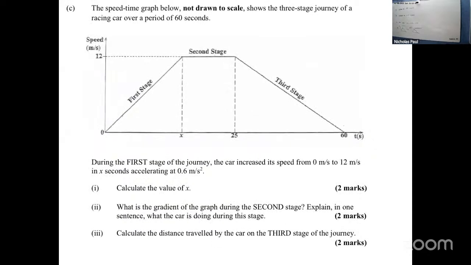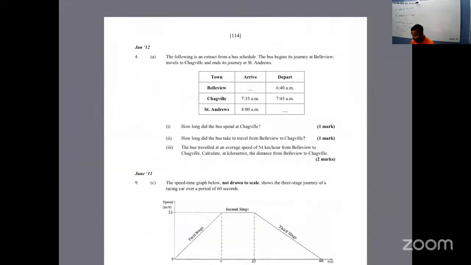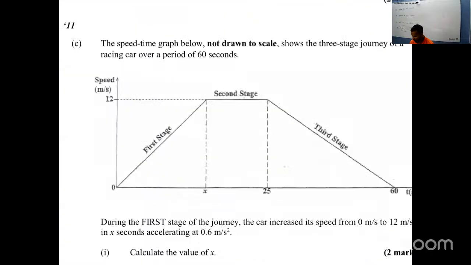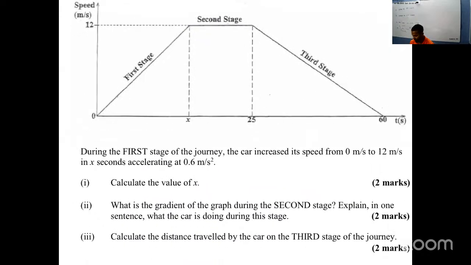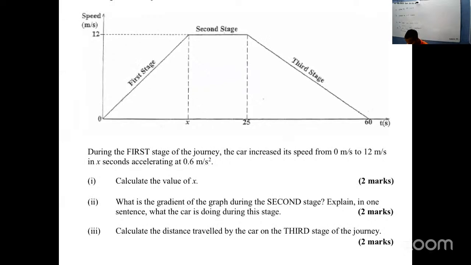All right, so let's take a look at this. Here's a speed time graph. Before we start working it out, you have to know the three important things on speed time graphs: gradient is acceleration, and area under the graph is distance traveled. Take a look at it in topic by topic, page 114. For those who can't see, you can take a picture of it.